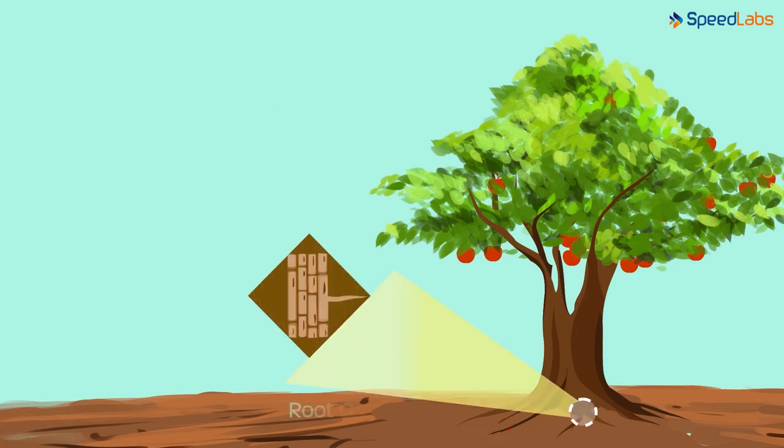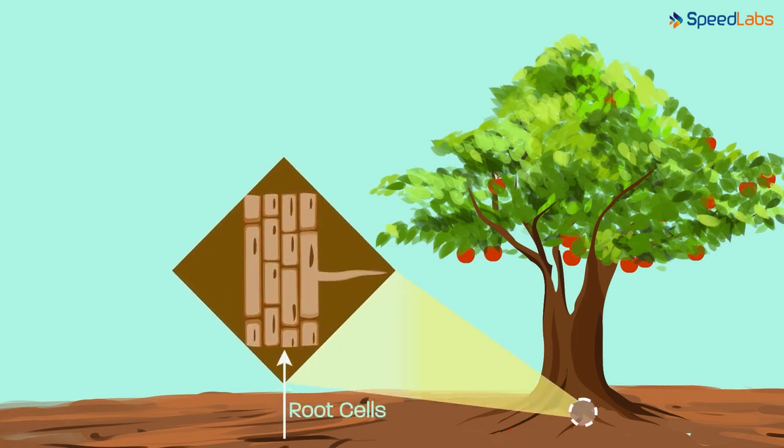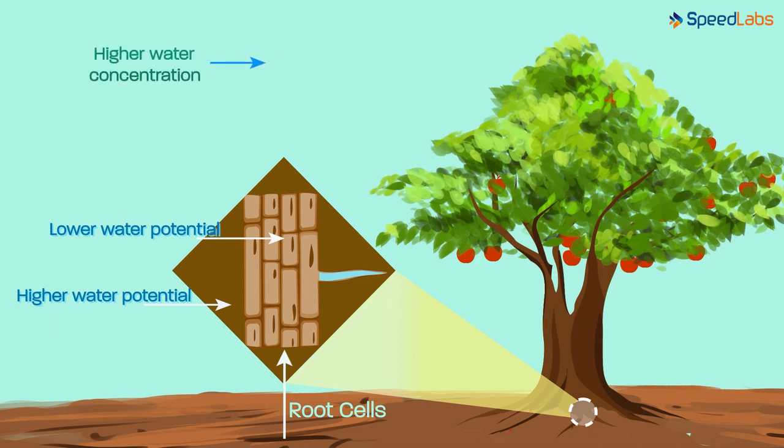If we zoom into the root, we find that the cells surrounded by the soil have a tendency to take up the mineral ions from it. Now this causes the difference in the concentration of water inside and outside the roots. Thus, there is a lower water potential inside and higher water potential outside the roots. So what next? We know that water has a tendency to move from higher water concentration to lower water concentration. This can also be framed as water moves from higher water potential to lower water potential. Hence, in this case, we find water entering the root cells.